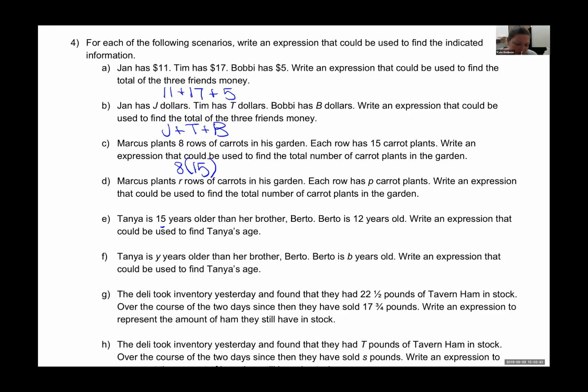Beautiful. Then let's look at Marcus, Mr. Unknown, Mysterious Marcus, okay? Marcus plants R rows of carrots in his garden. Each row has P carrot plants. Write an expression that could be used to find the total number of carrot plants in the garden. R times P.